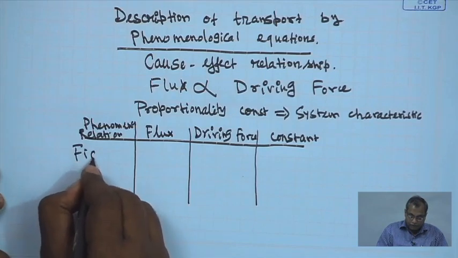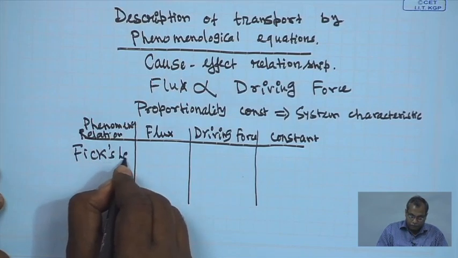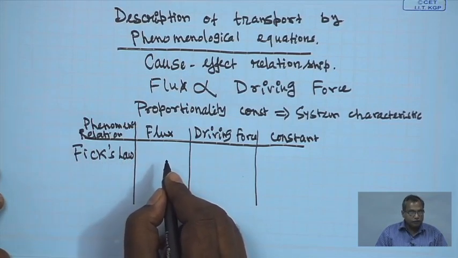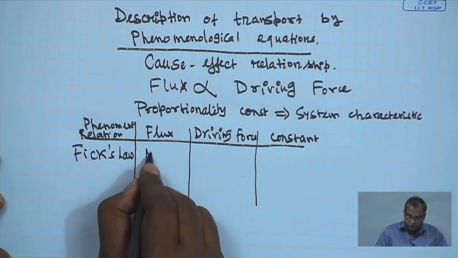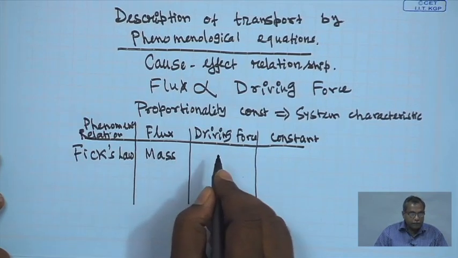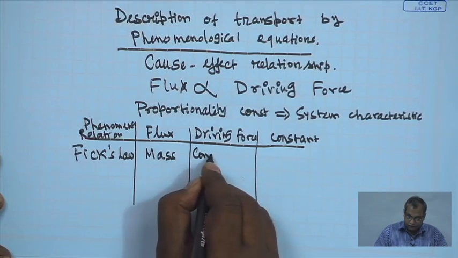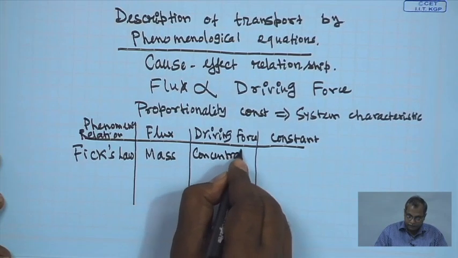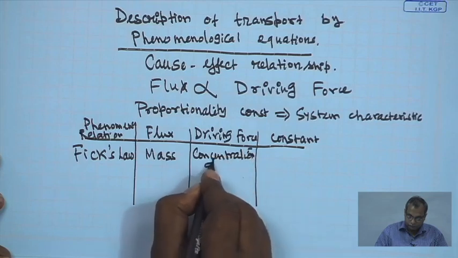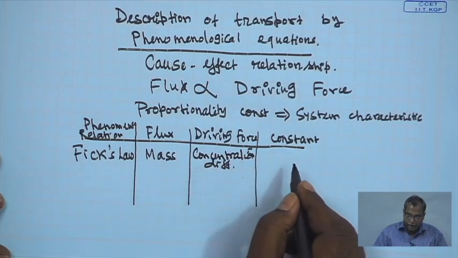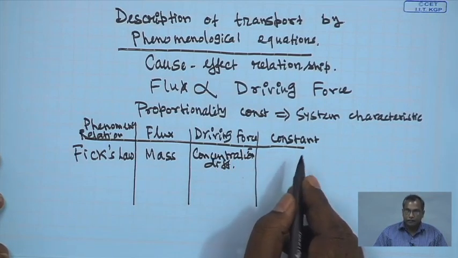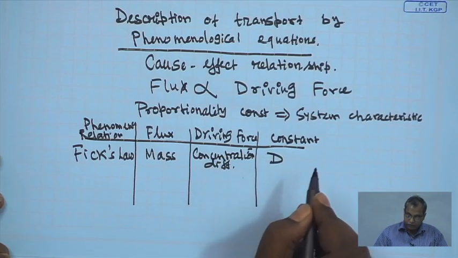The first one is Fick's law of mass transport by diffusion. We are talking about a mass flux. And what is the driving force? Concentration difference or concentration gradient. And what is the corresponding proportionality constant? It is the solute diffusivity.